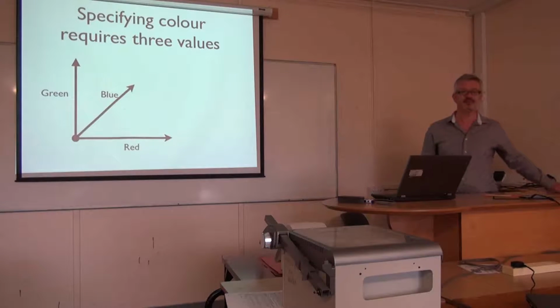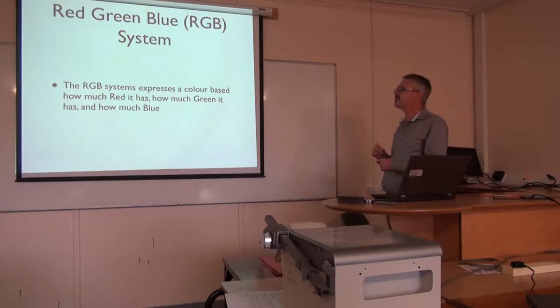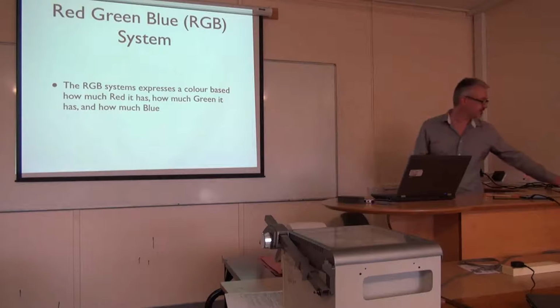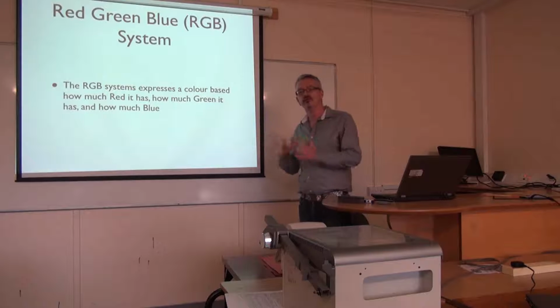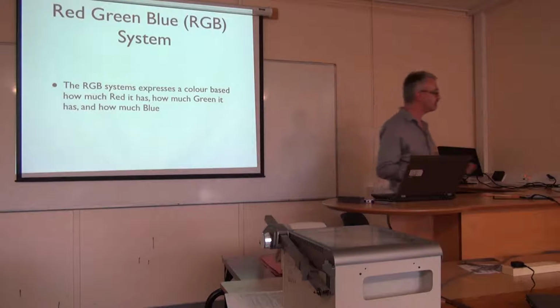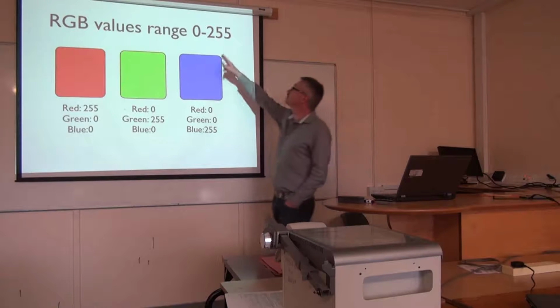And what we're going to look at is the red, green, blue system, or the RGB system. What that does is it assigns 3 values to each colour based on how much redness is in it, how much greenness is in it, and how much blueness is in it. So you've got 3 variables on the go. It ranges from 0 to 255.